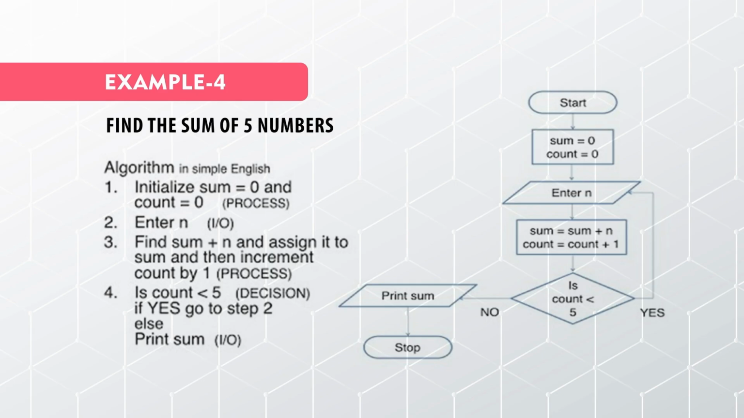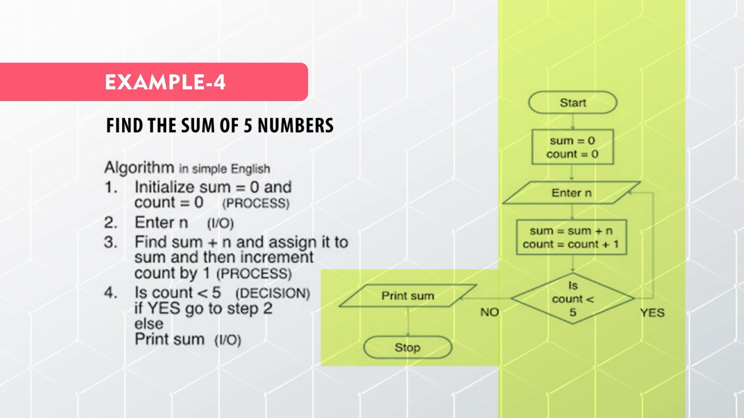So, this is how count checks whether the number of values entered by the user is less than 5 or not. And the moment it becomes 5 or more, the algorithm terminates. Now, this same problem is mapped over here. We find that sum is equal to 0, count is equal to 0, and we are requesting the user to enter the number n, and we are adding this number n to the variable sum. The actual equation is sum is equal to sum plus n and count is equal to count plus 1.